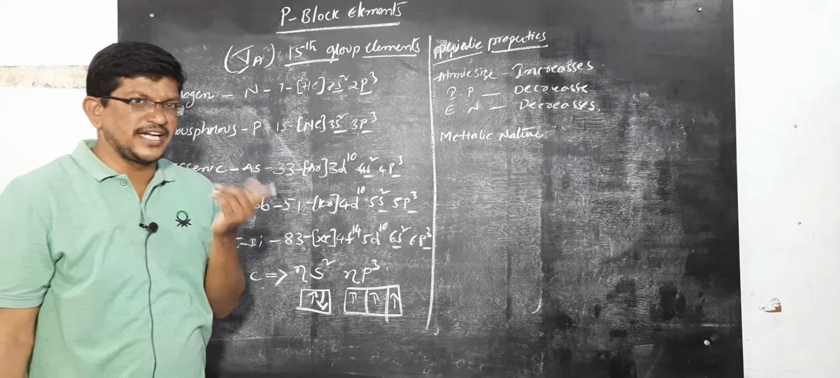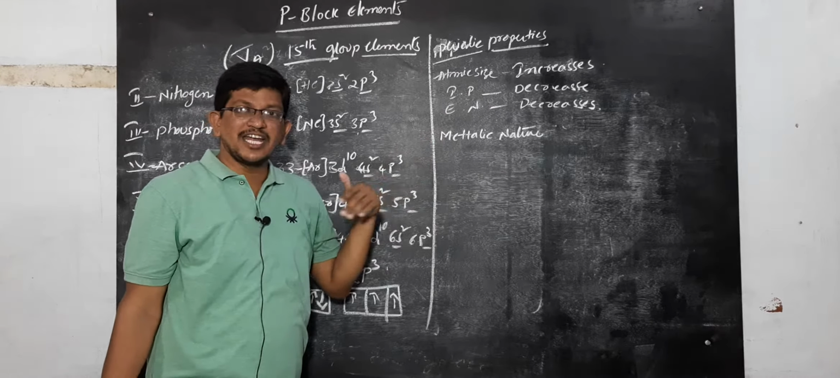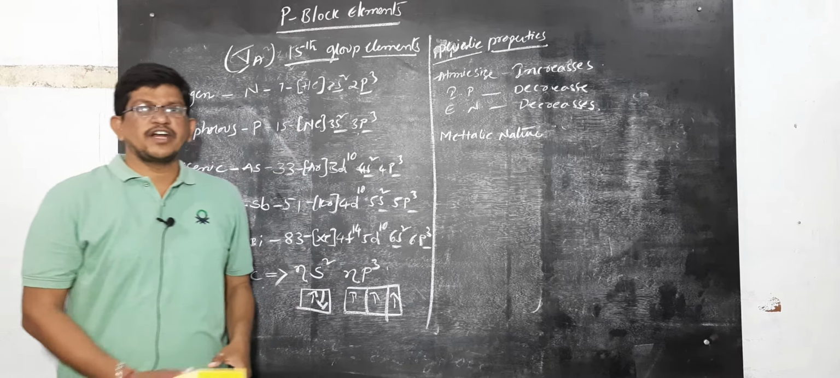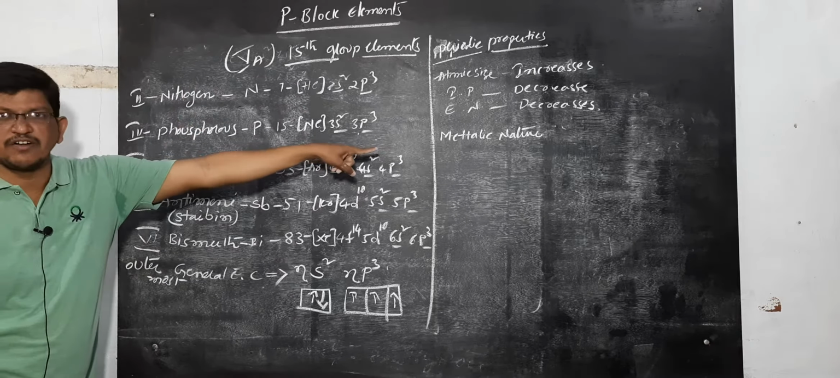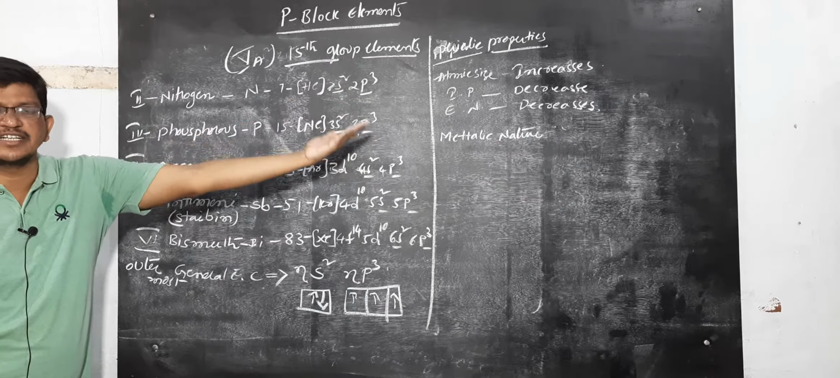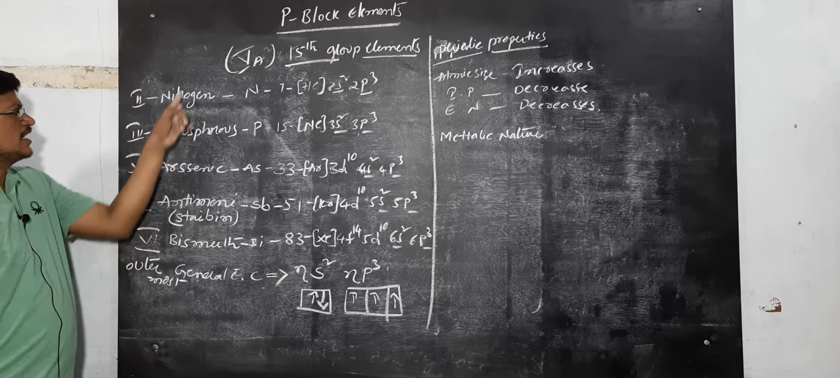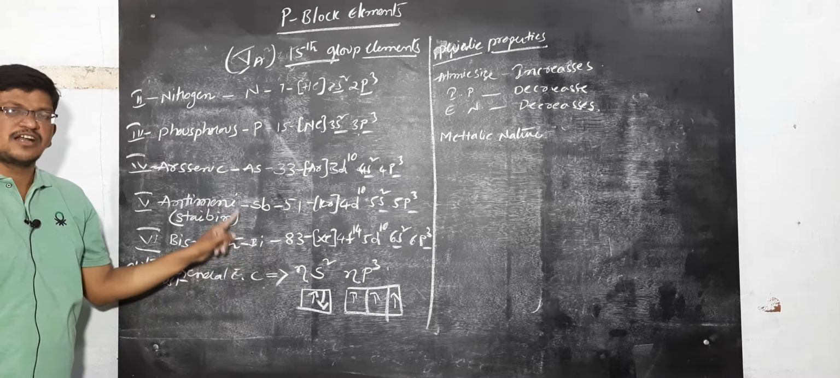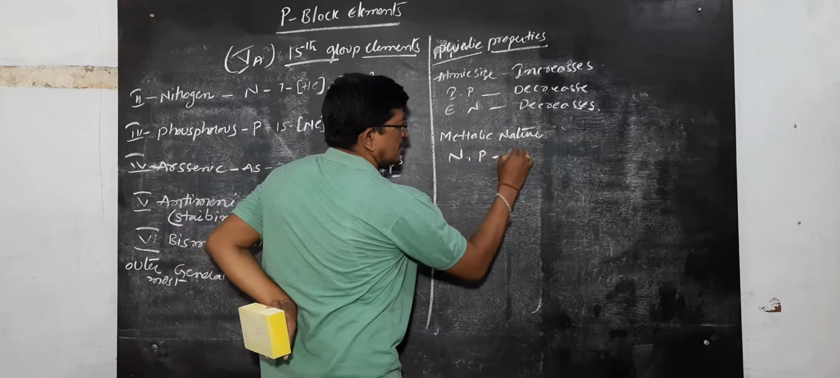I repeat the same thing. As atomic size increases, metallic nature increases, non-metallic nature decreases. So when compared to these elements, what is that statement? Atomic size increases, metallic character increases, non-metallic character decreases. So in this group, as we move from top to bottom, metallic character increases and non-metallic character decreases. That means here nitrogen, phosphorus are non-metals.